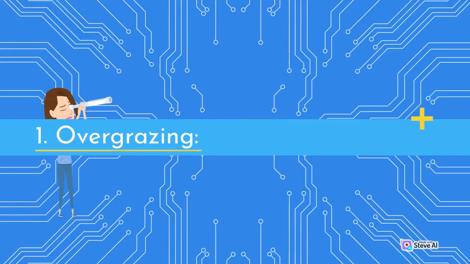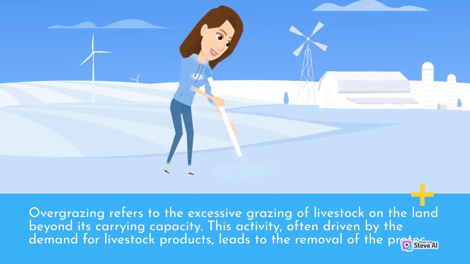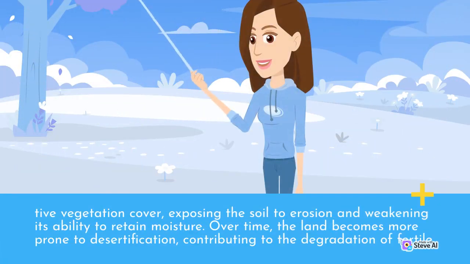1. Overgrazing. Overgrazing refers to the excessive grazing of livestock on the land beyond its carrying capacity. This activity, often driven by the demand for livestock products, leads to the removal of the protective vegetation cover, exposing the soil to erosion and weakening its ability to retain moisture. Over time, the land becomes more prone to desertification, contributing to the degradation of fertile areas.